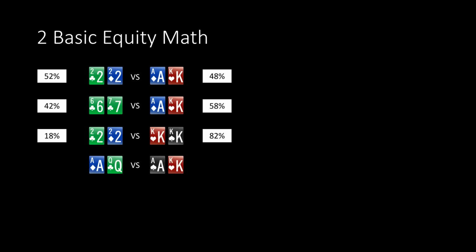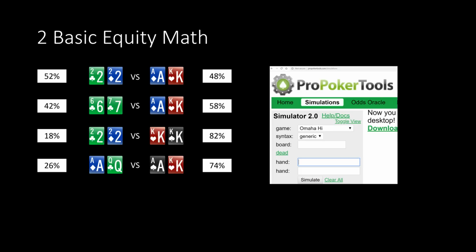And with ace-queen against ace-king, you're dominated again, almost as badly as in deuces versus kings. You have only 26% to win against ace-king, having a better kicker, sharing the common card of an ace here. How do you figure these things out?